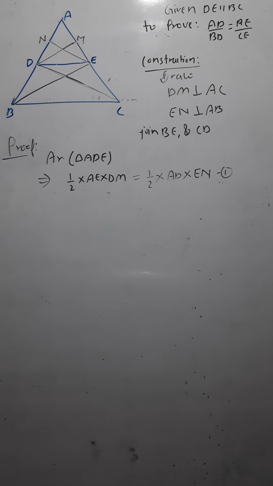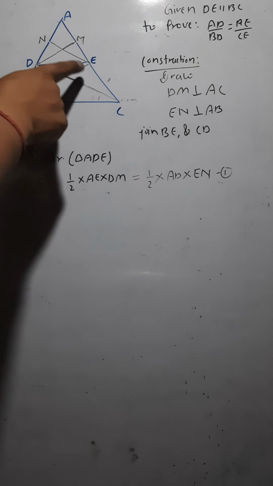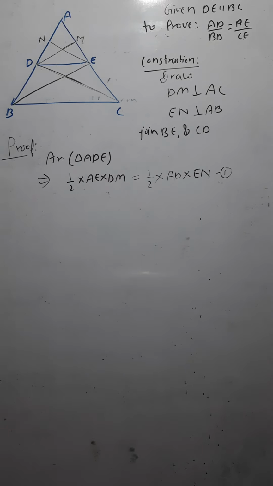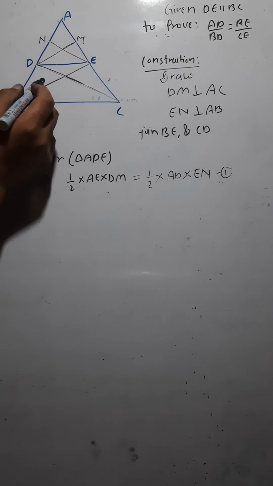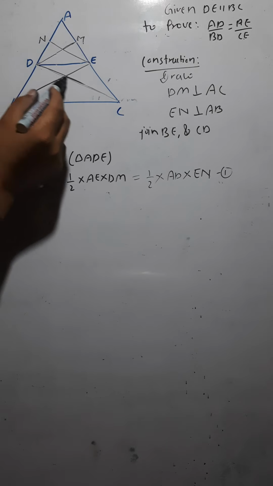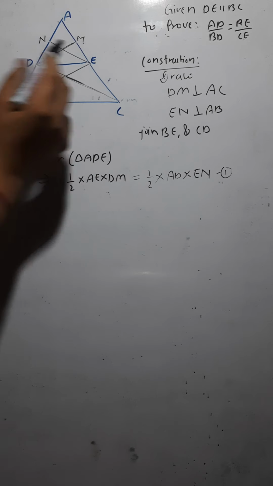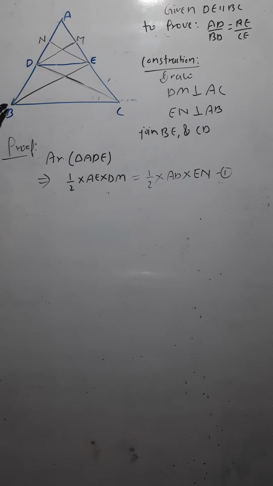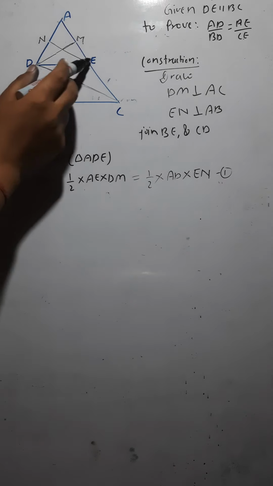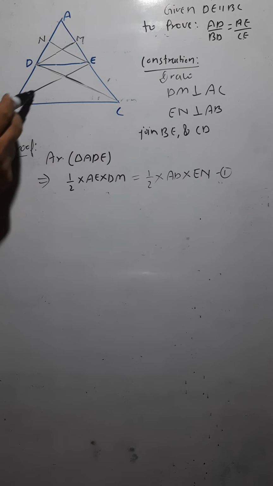Now we know that if there are two triangles lying between two parallels and they have a common base, then the area of these two triangles would be the same. What I have said, let me tell you again. Let me take two triangles. First one is DCE. What is the base? Base is DE. Now let me take this triangle BDE. What is the base? Base is again DE.